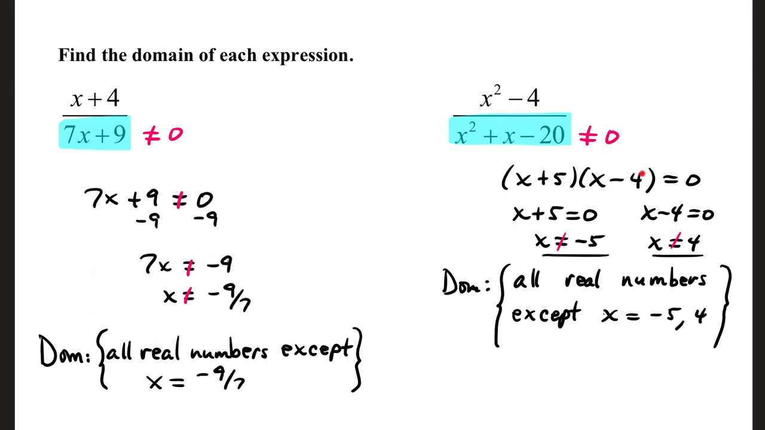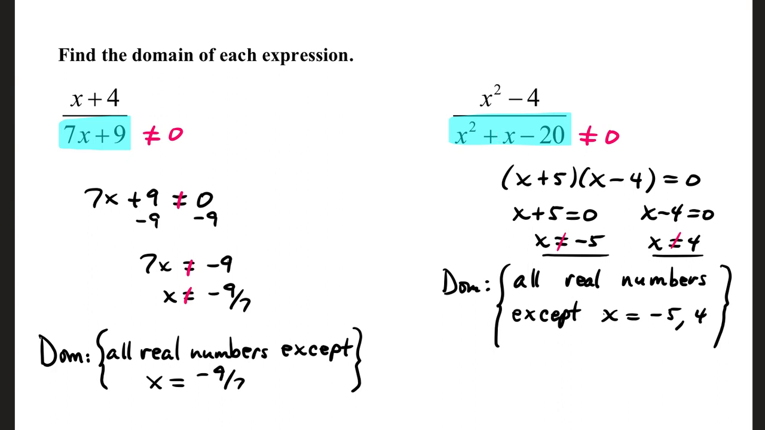Positive 5 and negative 4 will do both. If you add 5 and negative 4, you get 1. That's your middle value. If you multiply 5 and negative 4, you get negative 20. That's your constant. Those make up your factors. That's why it's crucial to find a pair of numbers that will do both jobs. Sum of the middle, product of the end.